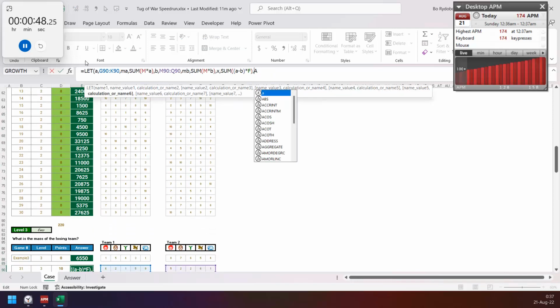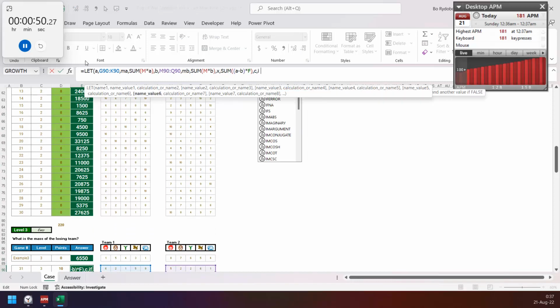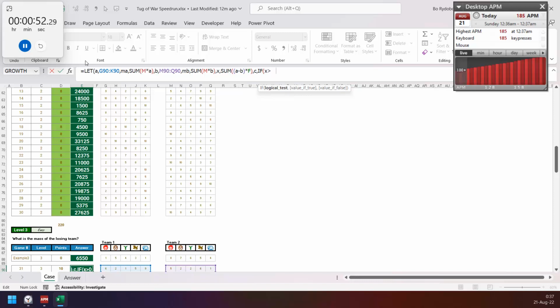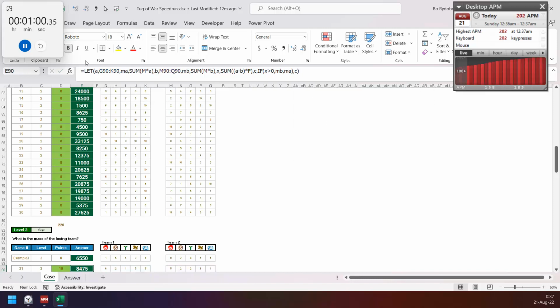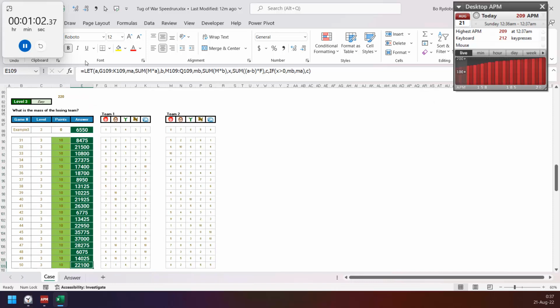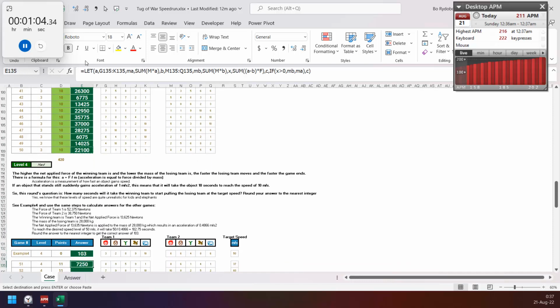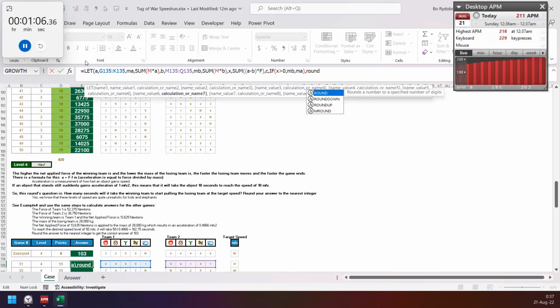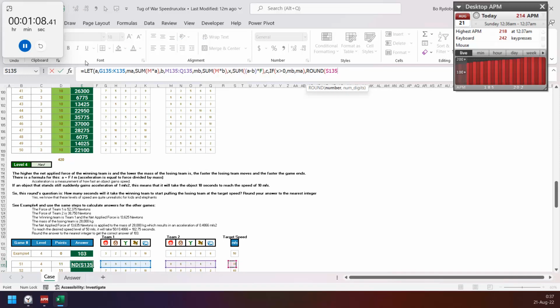Then this one returns the number of the losing team, so check if force is more than 0, return team B, else team A, and then return the team C here. Then this one is almost done, so I need to round up the velocity, multiply by C, divide by absolute of net force, and round everything.